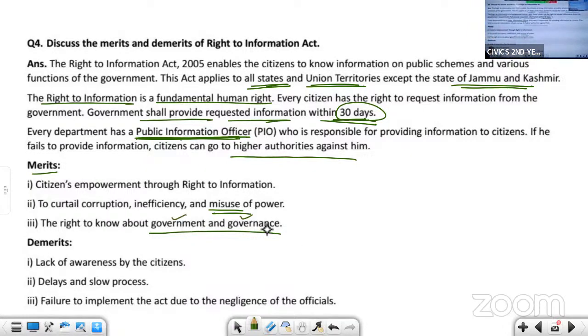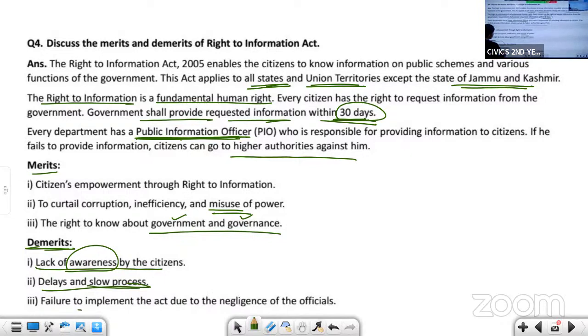What are the demerits? There is lack of awareness among the citizens. Citizens don't have information about this right. They don't know what is RTI, what is Right to Information Act. There is no awareness among the citizens. And it is a slow process. To provide you information, they are taking 30 days. If they are unable to provide, they may even extend. They may take some more time, citing various reasons. So it is a slow process.